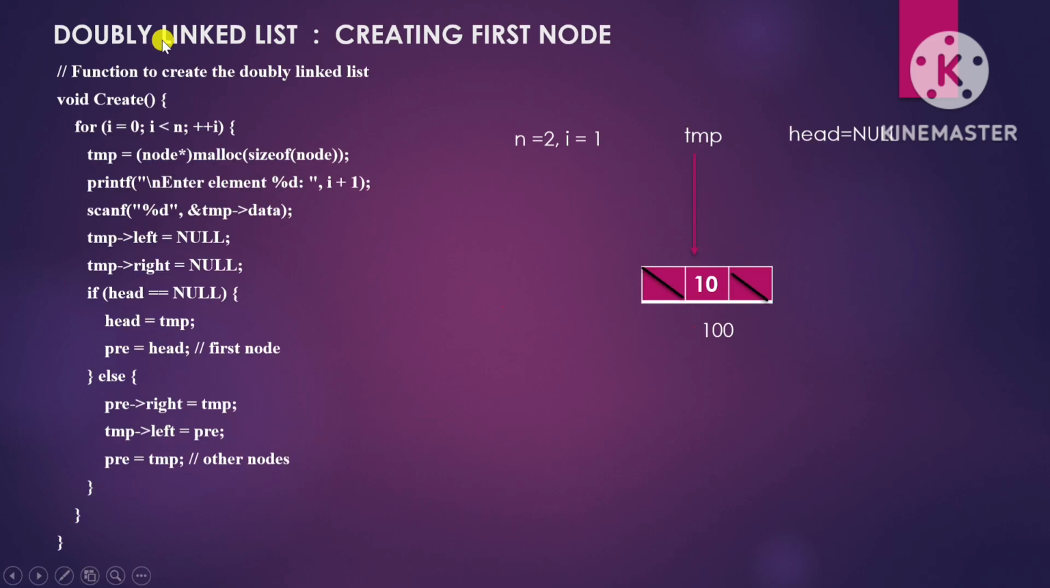Here we are going to create a doubly linked list. As the time constraint, we are going to create only two nodes in the list, so n equal to 2. When i equal to 0, that is 0 plus 1 is 1, in the temp, in the data part, I am having the element 10. With the help of temp equal to node asterisk malloc sizeof node, I am getting the address or memory location from the computer memory, that is 100.